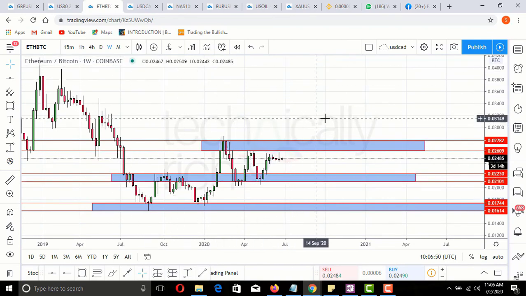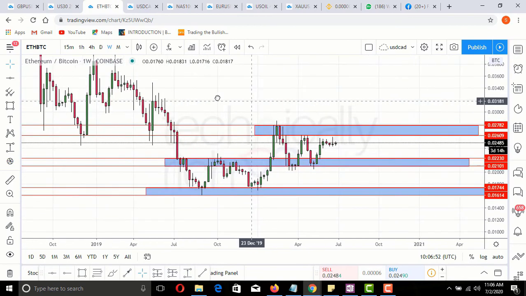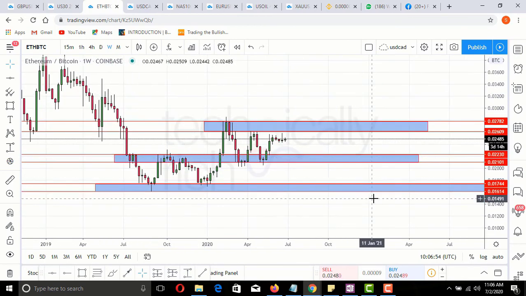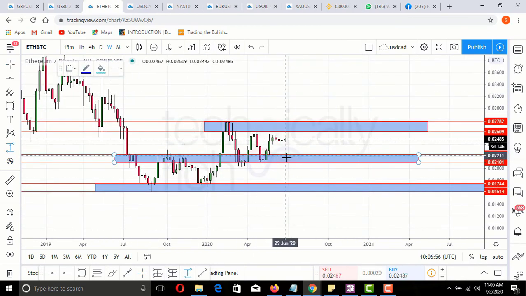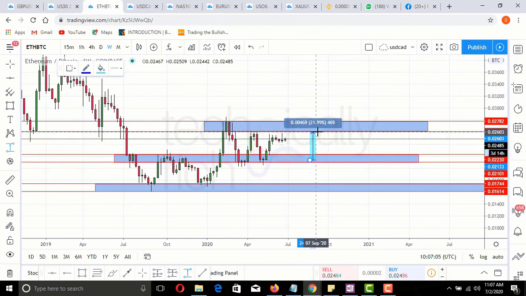Okay, so if at all Ethereum comes down to this area and finds support here without breaking through this area, then I might decide to buy from here down to like right here. Okay, so if you are looking here, your stop loss should be around here.